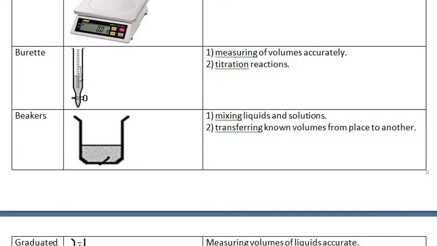This is another measuring tool called a burette. It is supported here by a stand to make it vertical like that. It is equipped with a tap here. It is graduated from top to bottom, not from bottom to top. Zero here is at the top: 0, 1, 2, 3, and so on. It is used for measuring volumes accurately, especially in titration reactions.